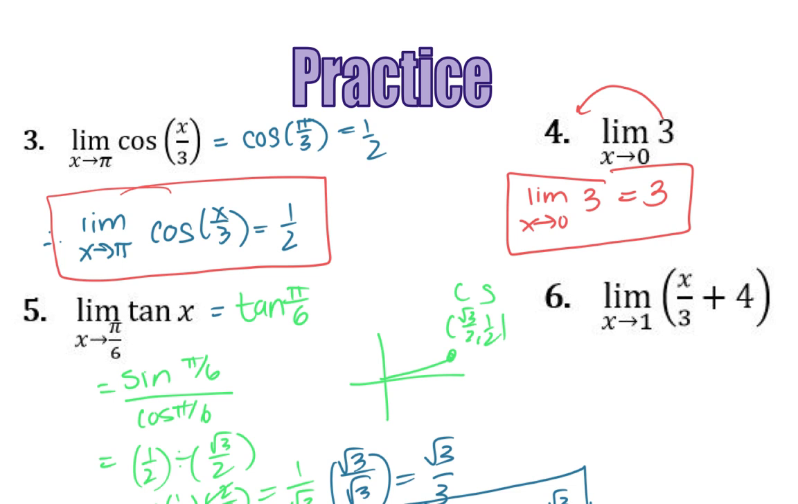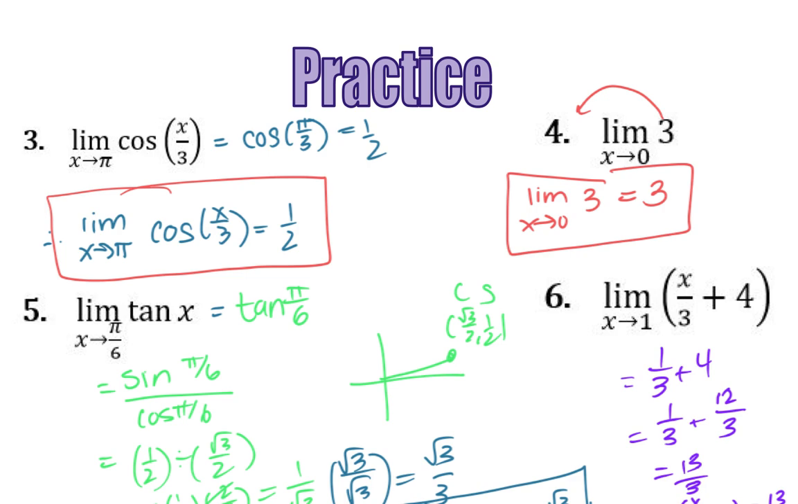And last but not least, if I plug 1 in here, I'm going to get 1/3 plus 4, or 1/3 plus 12 thirds, right? 4 is 12 thirds, which is going to be 13 thirds. And I'm going to rewrite that limit statement. The limit as x approaches 1 of x over 3 plus 4 equals 13 over 3.